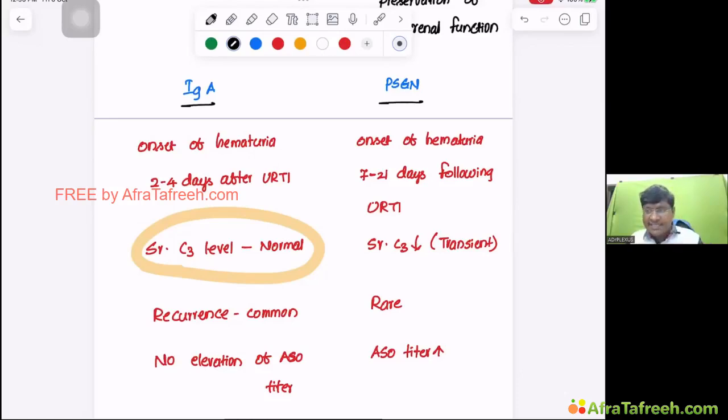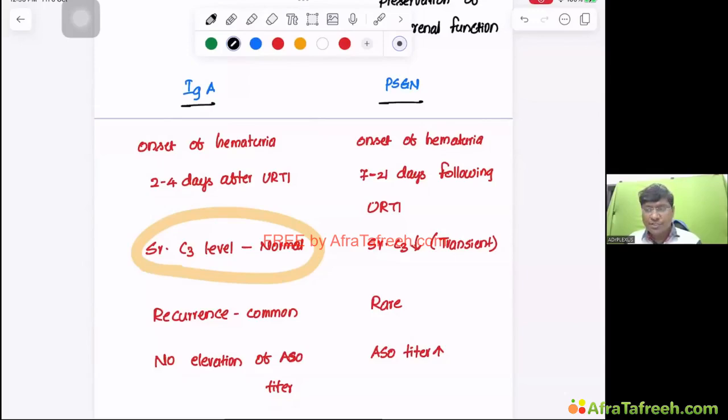And this IgA will activate the complement pathway and damage the mesangial cells. So 2 to 4 days after the infection, the recurrence is common, complement levels are normal, and even the ASO titer is also normal. So your IgA nephropathy is the most common primary glomerular disease for recurrent gross hematuria. The blood pressure is normal. And in almost 20 to 40% of patients, they go into end-stage renal disease.